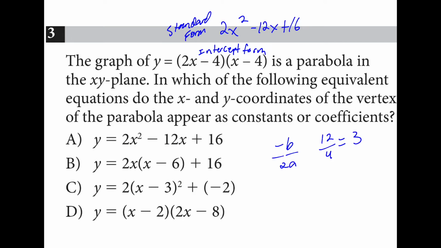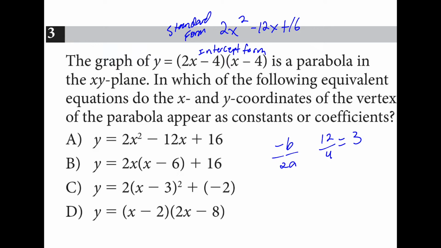As written, this was given in intercept form. If you expanded this, you could get to standard form, ax squared plus bx plus c. To go to vertex form, first let's find the vertex. You can do that by taking negative b divided by 2a. So negative b turns out to be a positive 12. Divide that by 2 times 2, and you get 3. This is going to be the x-coordinate of your vertex.